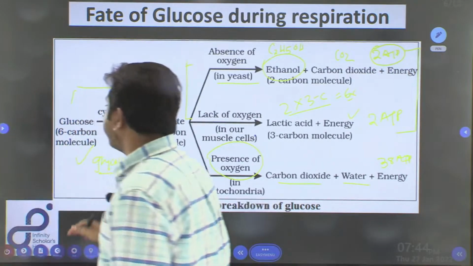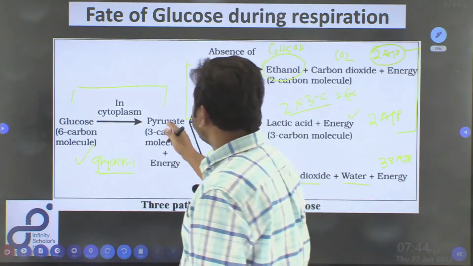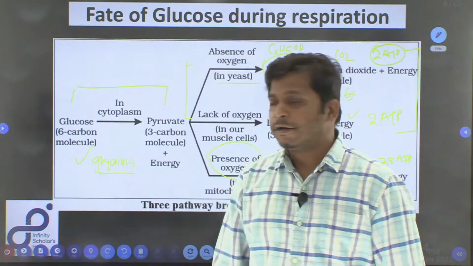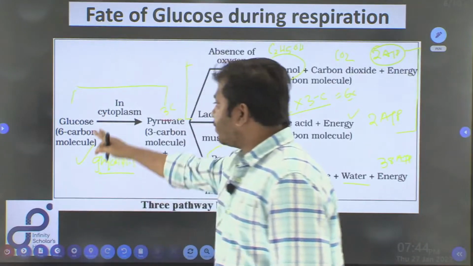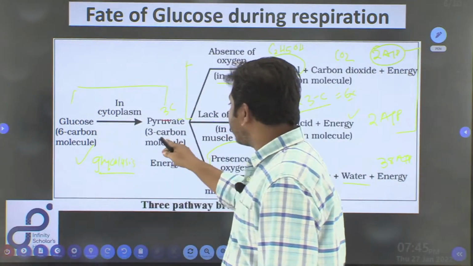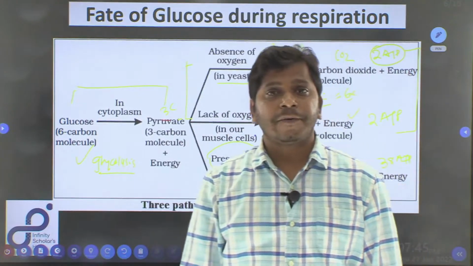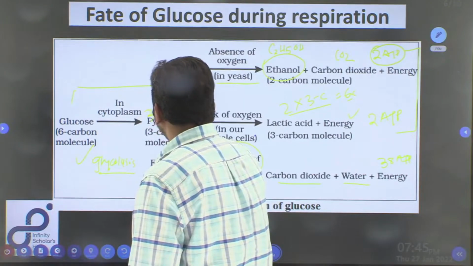In this pathway, the glucose molecule, which is a six-carbon compound, is broken down into pyruvic acid or pyruvate, which is a three-carbon compound. So if glucose is a six-carbon compound and pyruvate is a three-carbon compound, then how many molecules of pyruvate are going to be produced? Of course, this is going to be two molecules of pyruvic acid.